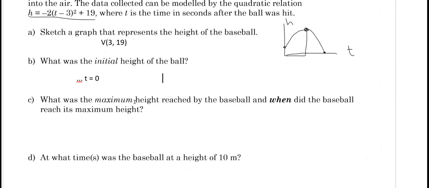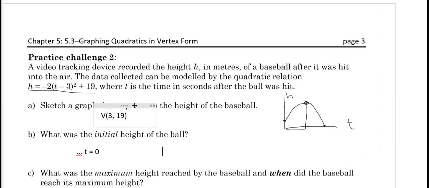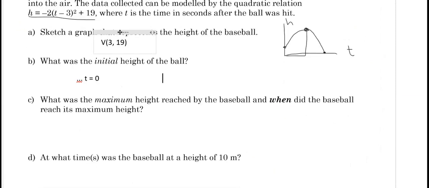And now it's asking, what is the maximum height reached by the baseball, and when did the baseball reach its maximum height? Well, your vertex gives you that information, keeping in mind this is a relation with your x value, but in this case we're using the letter t and h. So your formula has t for your independent, h for your dependent. So the t at the vertex is 3, and h at the vertex is 19.